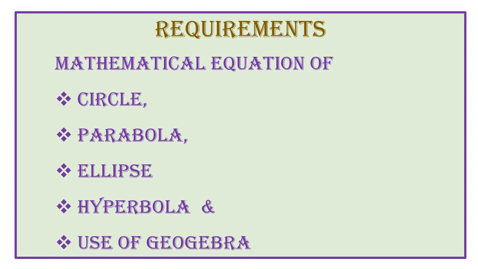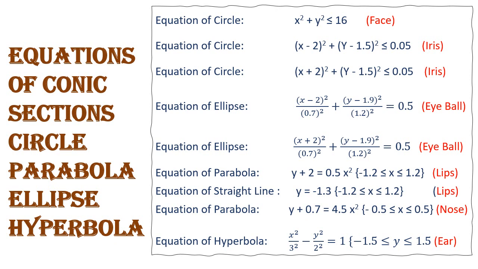In order to complete this project, students should know some mathematical equations of conic sections like circle, parabola, ellipse and hyperbola. Along with this, students should also know the use of GeoGebra. Mathematical equations which are used to make the smiley are given here.